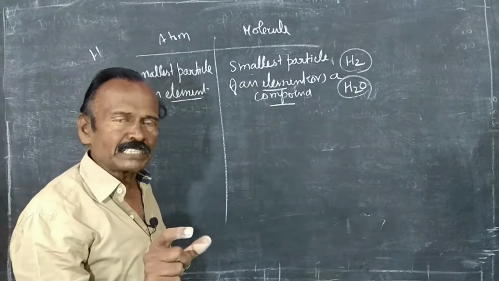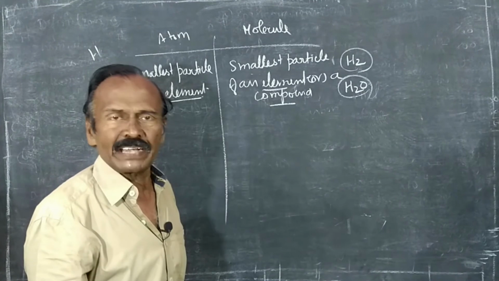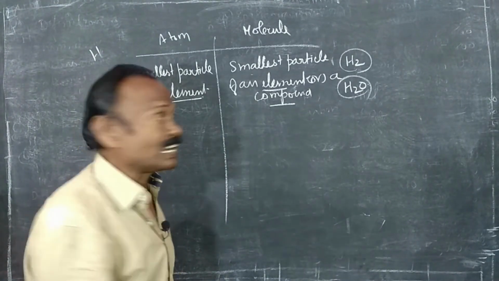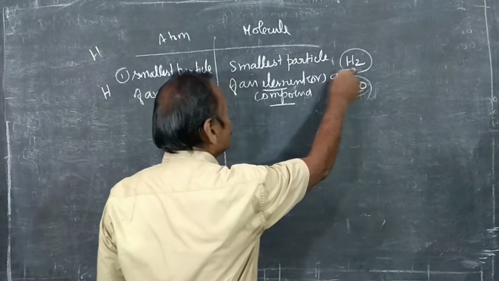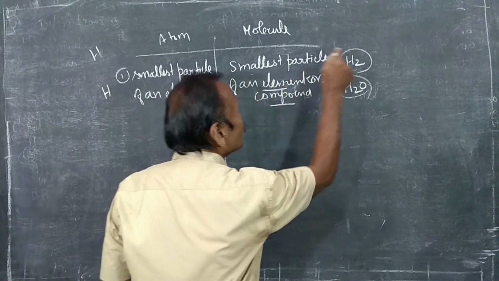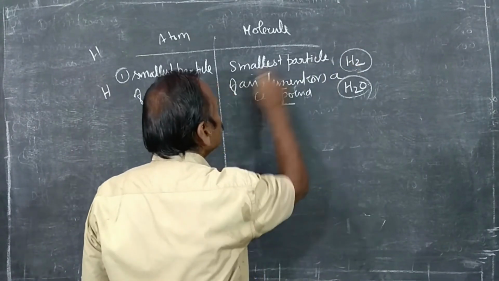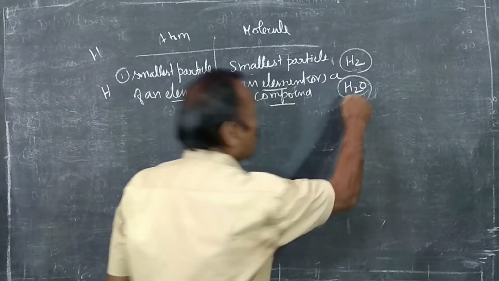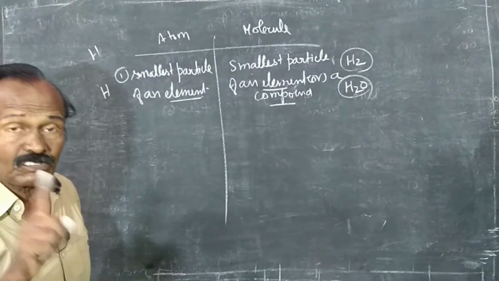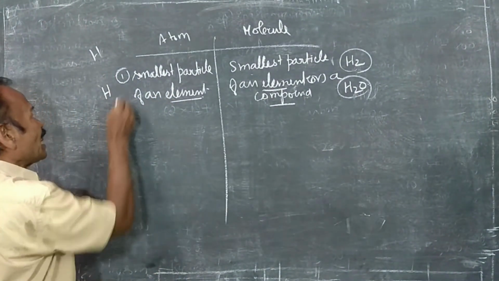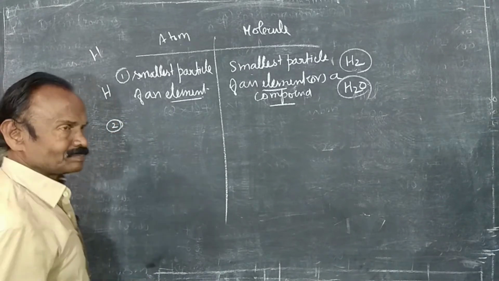Hydrogen is the combination of two same atoms, the element of same atom. Therefore, it is an element. So smallest particle of an element or smallest particle of a compound. So this is the first difference between an atom and a molecule.